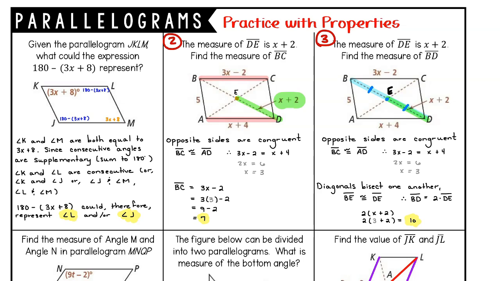Another way that I could have done this is if I knew that these two line segments were congruent, these two halves of the diagonal, I could have just replaced x equals 3 here, and that's 3 plus 2, which is 5. And that means that the other line segment is 5 as well, so you could have looked at it by labeling the figure. Either way, the entire line segment BD is still equal to 10.